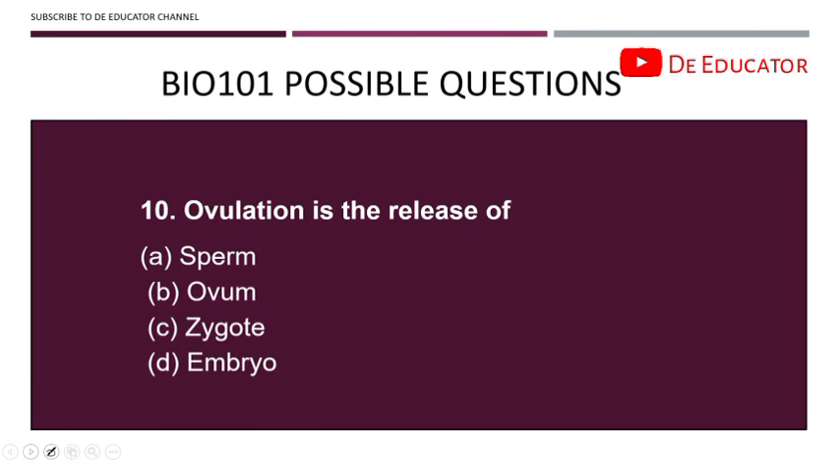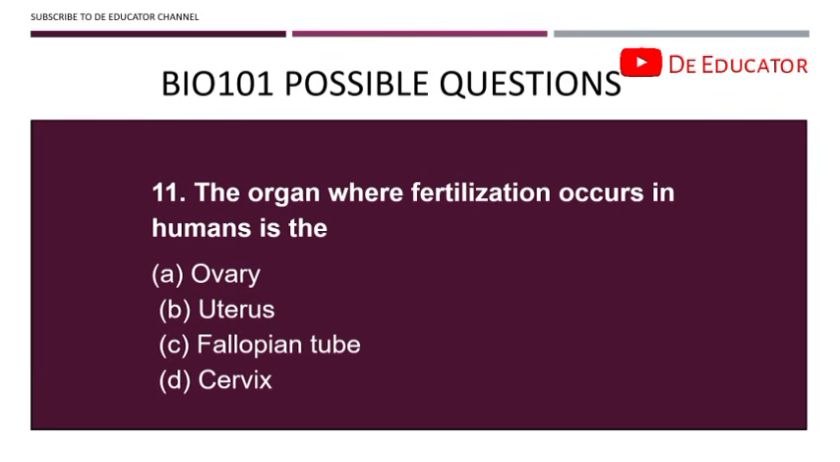Ovulation is the release of egg. You should take note of that. Ovulation is the release of egg or ovum, just as the word implies. Number 11, the organ where fertilization occurs in human is known as the fallopian tube. So if you don't see fallopian tube, you might see oviduct. Please take note, they are the same thing.